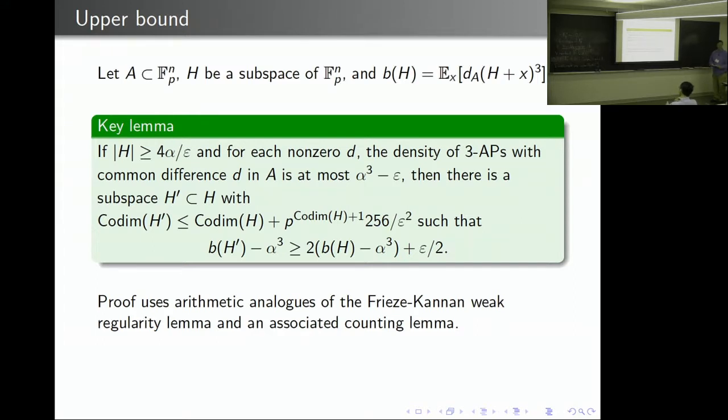Yeah, Terry found a spectral proof of the graph regularity lemma, and it turns out that you can get the arithmetic regularity lemma if you follow the spectral proof of the graph regularity lemma. Yeah, there are some older spectral proofs. Right, Frieze and Kannan have that as well. That's true. Okay, so in addition to the weak regularity lemma, you have a counting lemma.